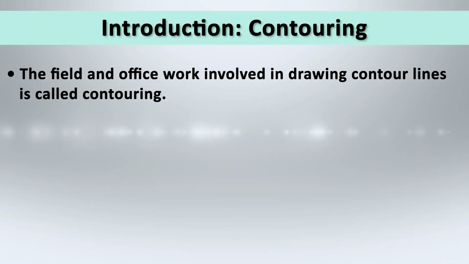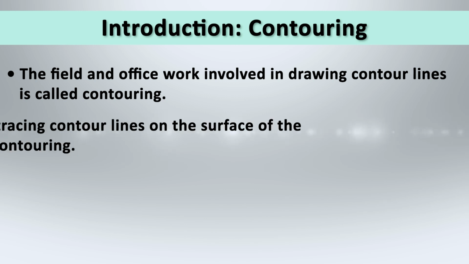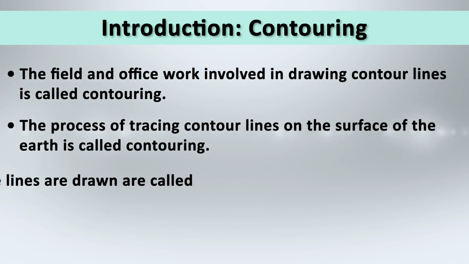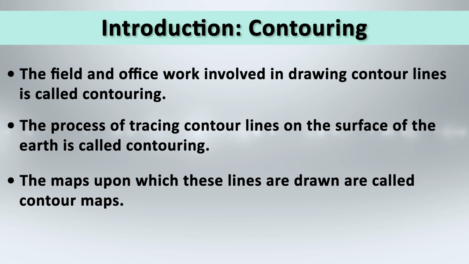The field and office work involved in drawing contour lines is called contouring. We can also say the process of tracing contour lines on the surface of the earth is called contouring, and the maps upon which these lines are drawn are called contour maps. A contour map therefore gives an idea of the altitudes of the surface features as well as their relative positions in plan. Thus, a contour map serves the purpose of both a plan and a section.